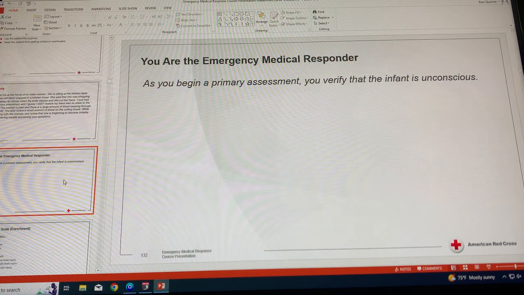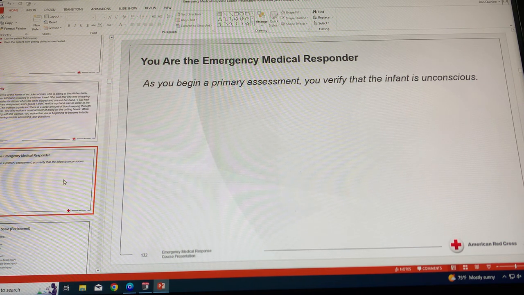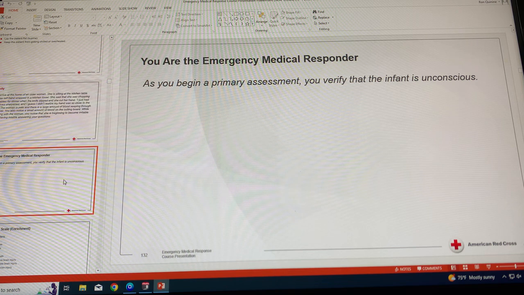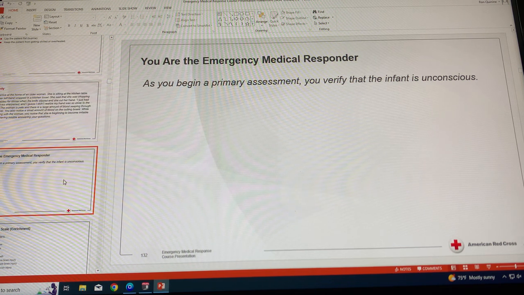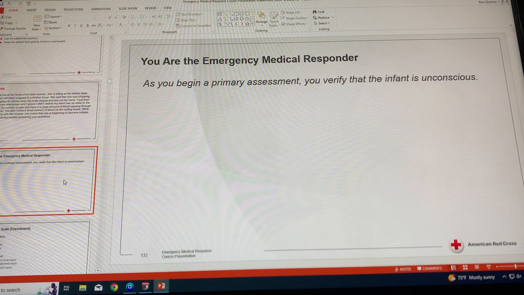Okay, here's another one. You are the emergency medical responder. As you begin a primary assessment, you verify that the infant is unconscious. Okay? So what do you do from there? You're starting your primary assessment. You're checking for a pulse, for responsiveness. You find that the infant is unconscious. What is your next move?